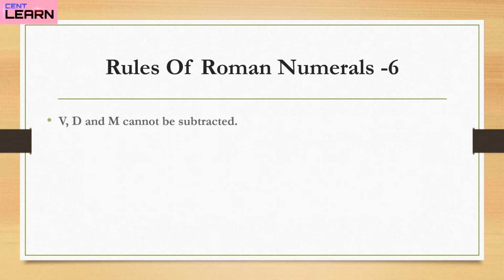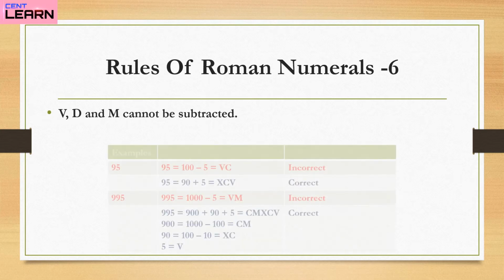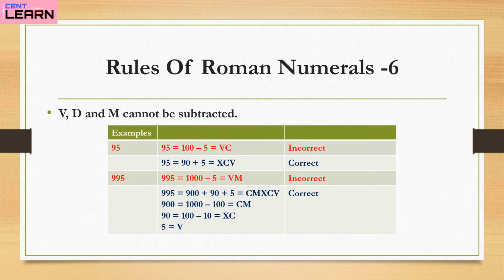V, D and M cannot be subtracted. 95 is equal to 100 minus 5. 100 is equal to C and 5 is equal to V. So VC. But we cannot write in this way, as V cannot be used in the subtraction operation. So we have to write 95 is equal to 90 plus 5. 90 is equal to 100 minus 10, which is equal to XC, and 5 is equal to V. So we have to write in this way, 95 will be equal to XCV.